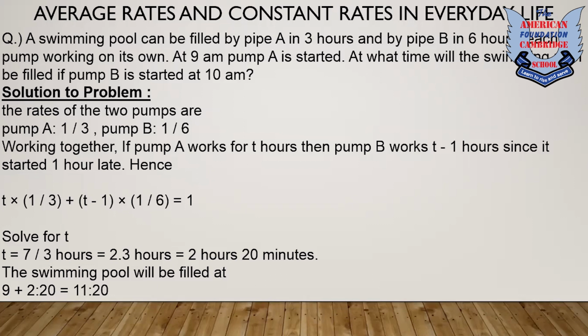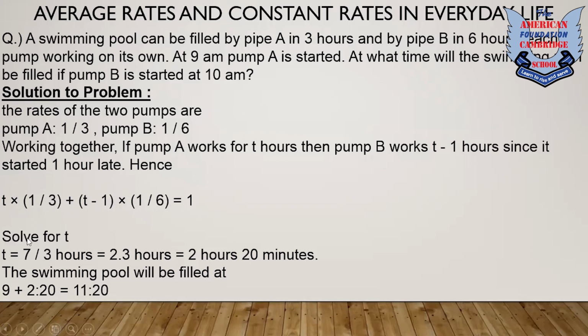Working together, if pump A works for T hours, then pump B works for T minus 1 hours since it started 1 hour late. You can clearly see that pump A started at 9 a.m. and pump B is starting at 10 a.m. So T is the number of hours for pump A, and since pump B is starting 1 hour late, you write T minus 1. Hence, T into 1 upon 3 plus (T minus 1) into 1 upon 6 is equal to 1.